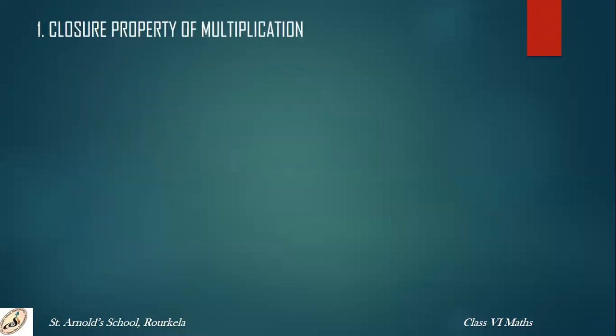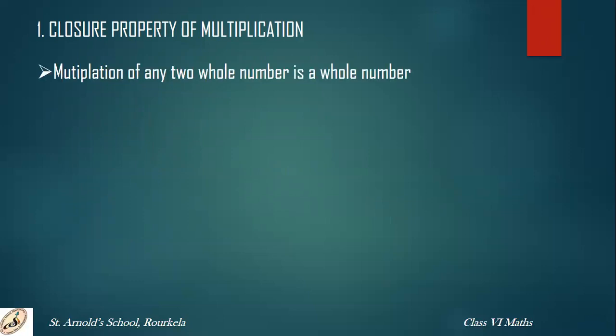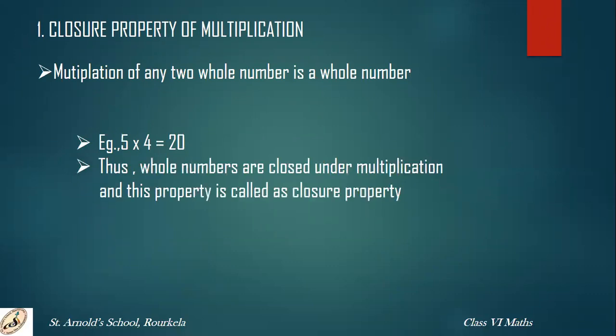First property, that is closure property of multiplication. Multiplication of any two whole numbers is a whole number. Let us take an example. 5, which is a whole number, multiplied with another whole number 4 gives 20, which is also a whole number. Thus, whole numbers are closed under multiplication, and this property is called closure property.